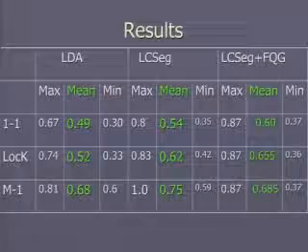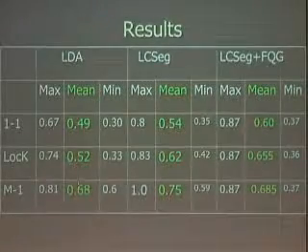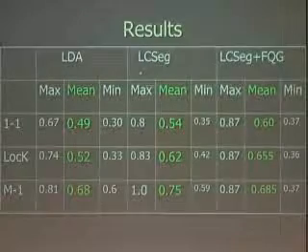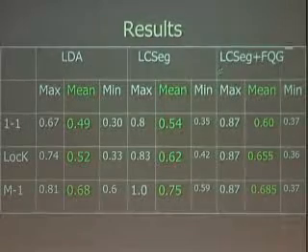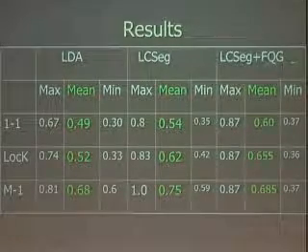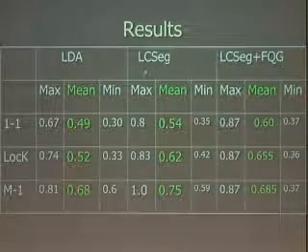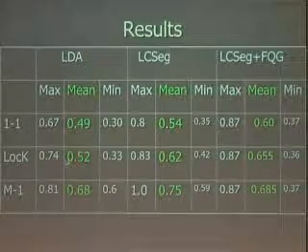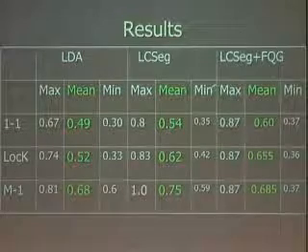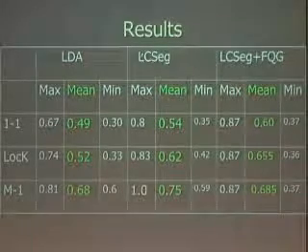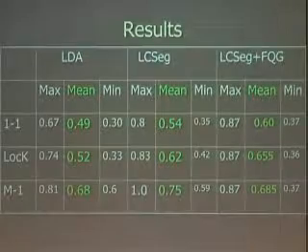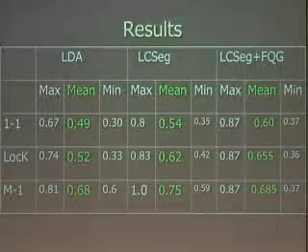Now let's see the results of our 3 systems that we described. Here you can see this is the probabilistic LDA model, this is the LC-seg model, and this is the LC-seg when we apply it with the fragment quotation graph. You can see LC-seg is performing better than LDA, and LC-seg plus fragment quotation graph is performing better than the LC-seg method. And the differences are significant.